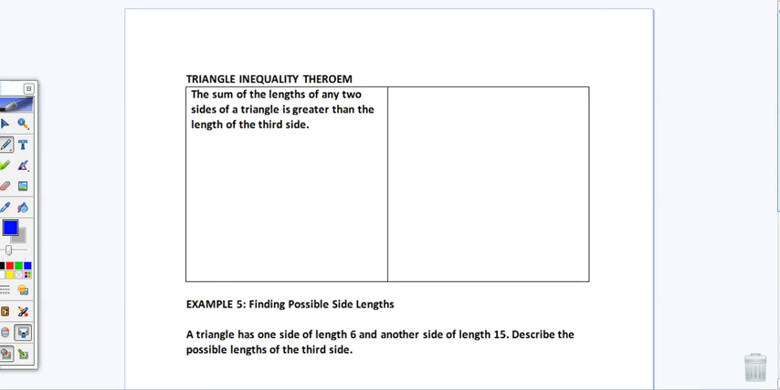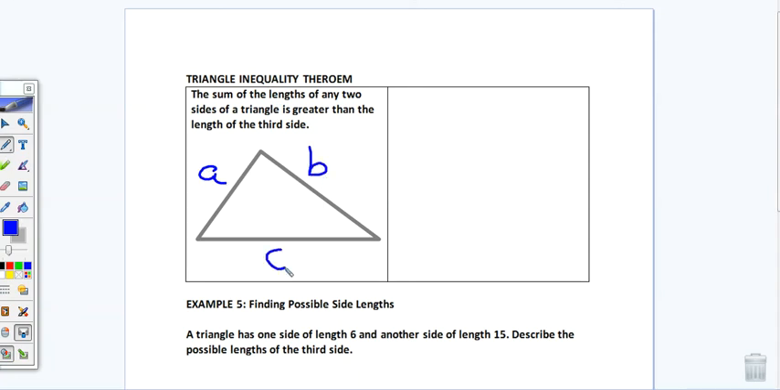I'm just going to draw a triangle. You draw a triangle like this. I don't care what it looks like. Kind of like that. I'm going to label my sides A, B, and C. Okay? What this is saying is the following.